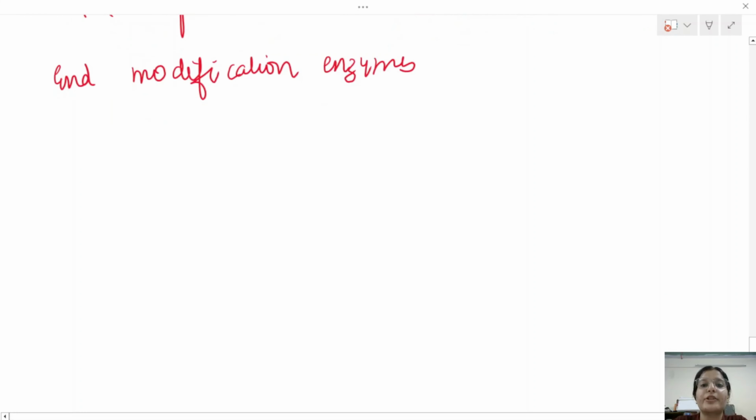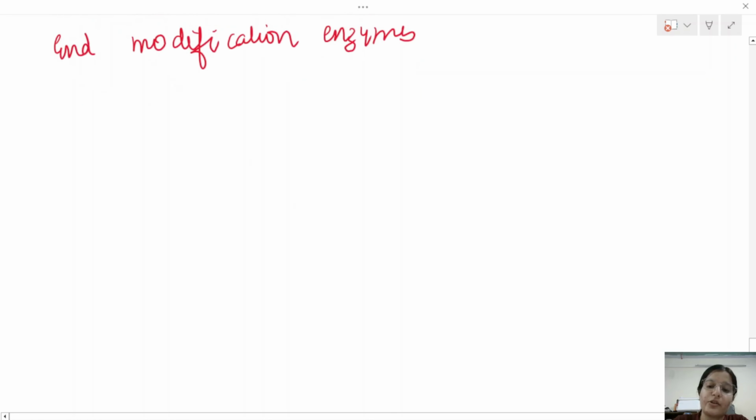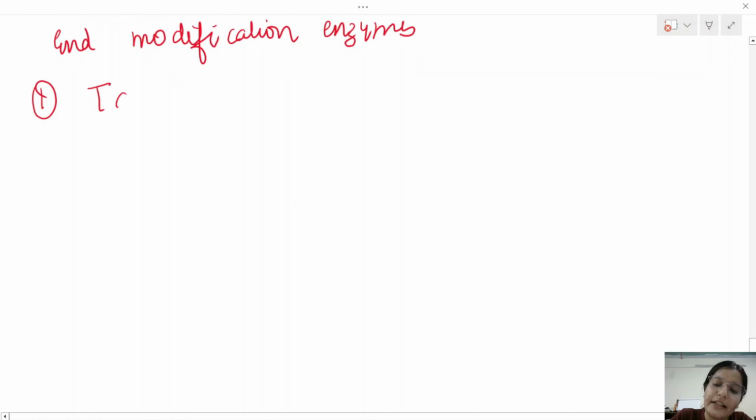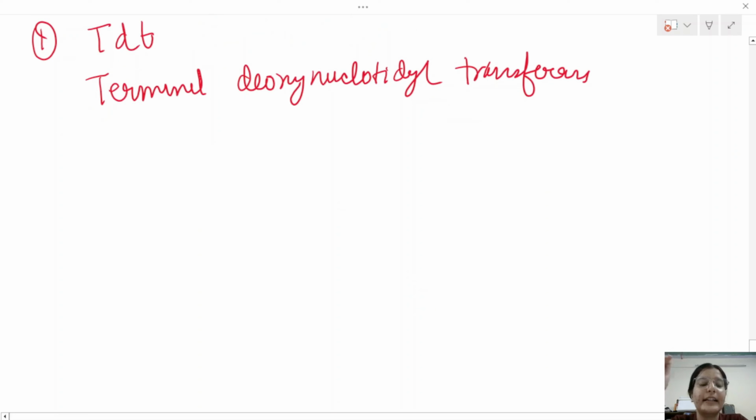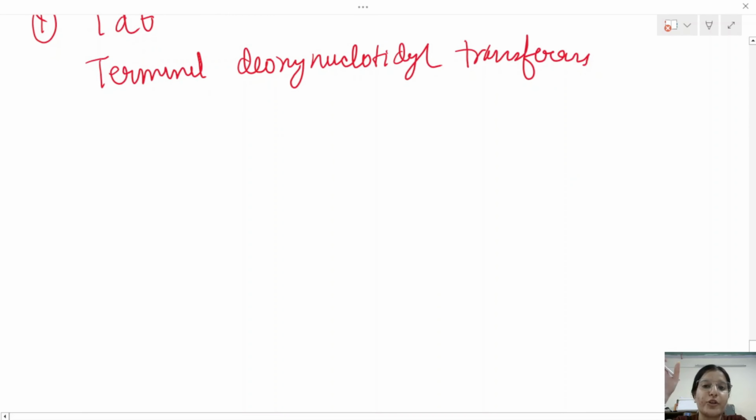So another group we have is the modification enzymes. They make changes to the ends of the nucleic acid. The first one is TdT, terminal deoxynucleotidyl transferase. It is template independent. It doesn't require any template, unlike DNA polymerase, because it is able to synthesize a new polynucleotide without any base pairing of the incoming nucleotide. So it is basically used for the formation of cohesive ends by homopolymer tailing.